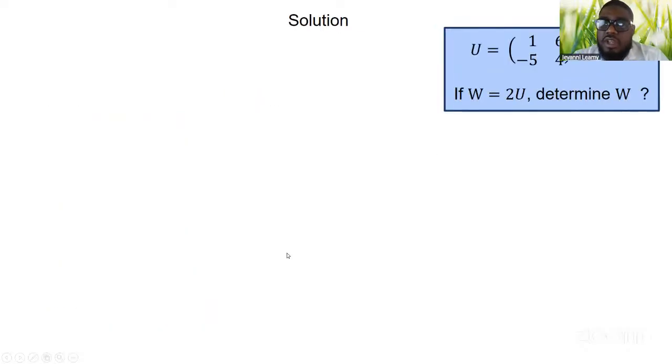Yes, 36. Good. All right. So if W is equal to 2 times the matrix U, or 2U, determine W. You might ask, but they never gave us W. They gave us matrices T, U, and V. So where does the W come from? Now you are making that matrix. So W is equal to 2U.